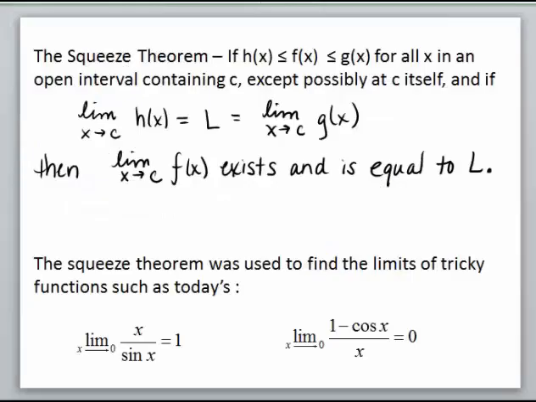The squeeze theorem says this. If you have a function that's less than or equal to f of x that's less than or equal to another function for all x in an open interval containing c, except possibly c itself, and if you know the limit as x approaches c of f of x is L, and the limit as x approaches c of g of x is L, well, we now can say that the limit of f of x is also equal to L because it's squeezed in between those. I want to just mention that the squeeze theorem was what was used to find today's limits that we memorized.